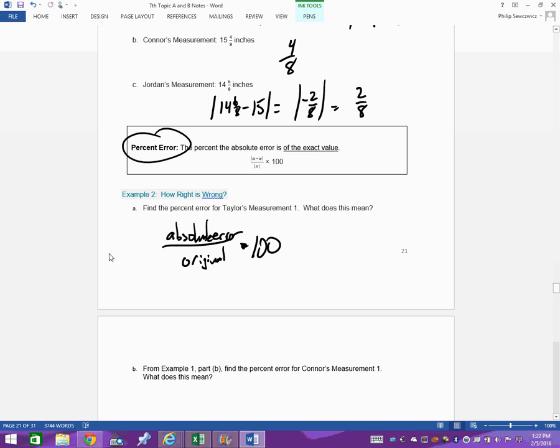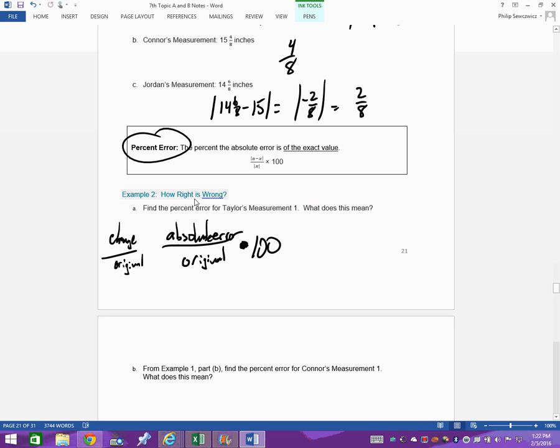Let's go back to something we've seen before. Percent change. Percent change, that was how much did it change over the original amount. Well, that's kind of the exact same thing as absolute error. How far off were you? What was the change in the measurement? It is the same idea. So hopefully we're seeing that connection here.